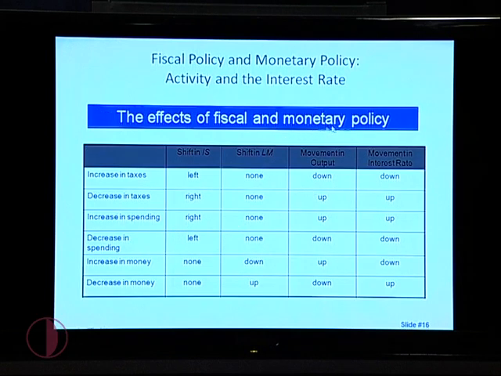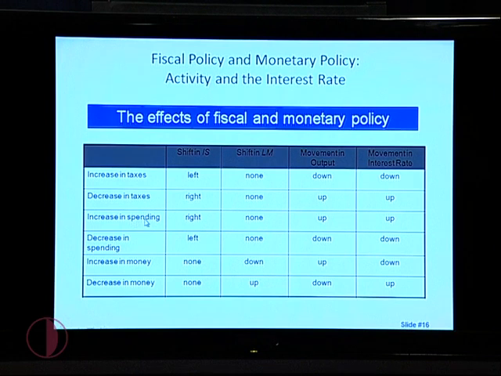The effect of fiscal and monetary policy. Shift in IS, shift in LM, movement in output, movement in interest rate. Increase in taxes: shift IS to the left, but the LM doesn't shift. Movement in output, downward, it decreases. Movement in interest rate, down. Decrease in taxes: IS shifts to the right, but the LM doesn't move. Movement of output, increase in output. Movement in interest rate, upward.